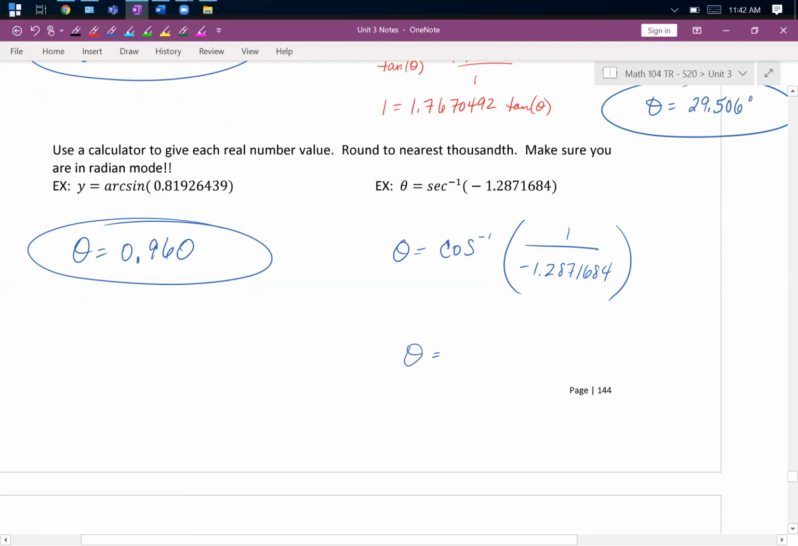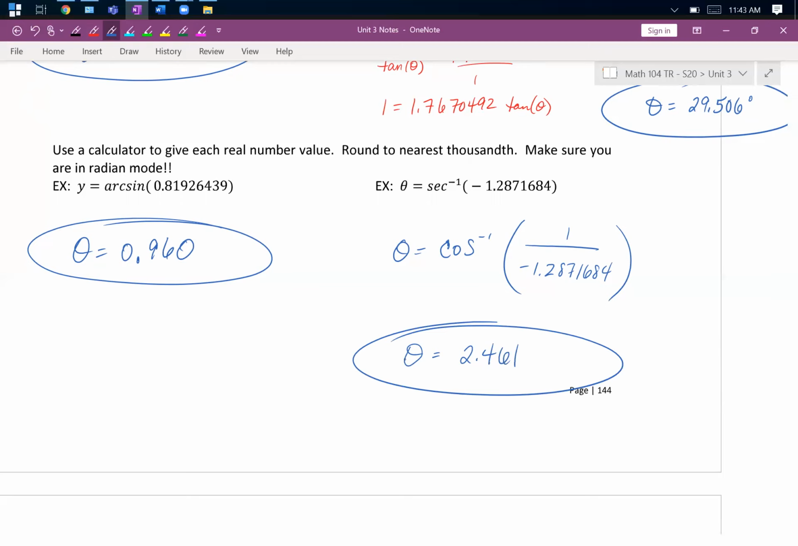Anybody have an answer? 2.461. Sounds good to me, because that's going to be something in between pi over 2 and pi. Yep, same here. Great. Questions, anybody, on calculator usage? I know it's hard. I would normally be walking around looking at your calculators, but we can still get through the calculator drama via Zoom. So if you're having any trouble with your calculator, please let me know. You can just hold it up to the camera.